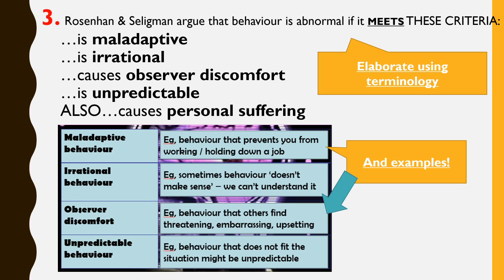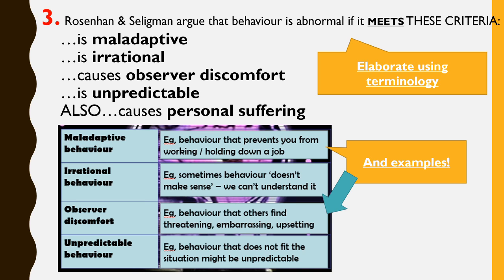So maladaptive behaviour is something that is kind of like preventing you from achieving your life goals. In this case, any behaviour that might be preventing you from working or holding down a relationship or being able to go outside and socialise is basically any behaviour that is causing you to not achieve normal life goals, which we all take for granted.